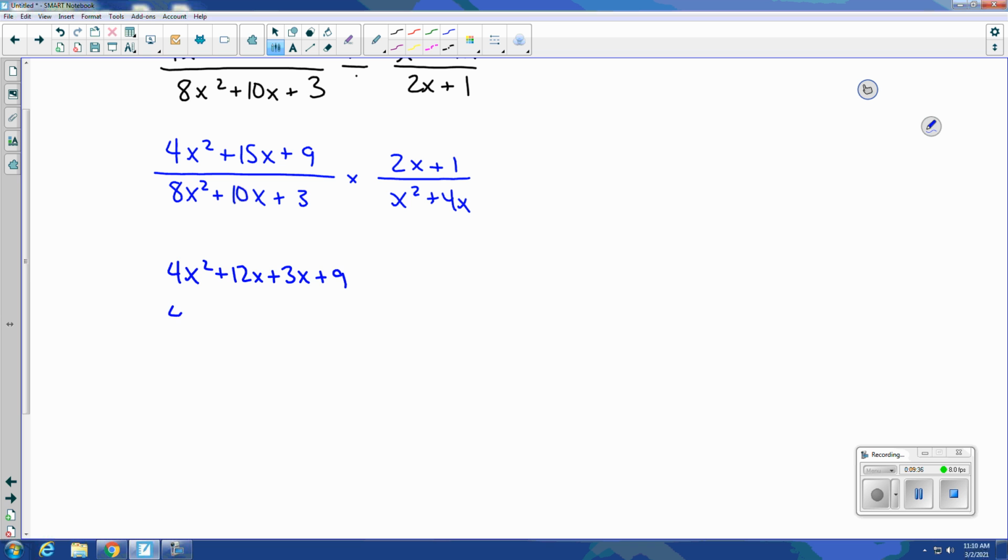So then, grouping problem, we take out a 4x, x plus 3. Take out a 3. Now both terms share the x plus 3. Remove that. What's left over? 4x plus 3. So there's our factorization of the top left.